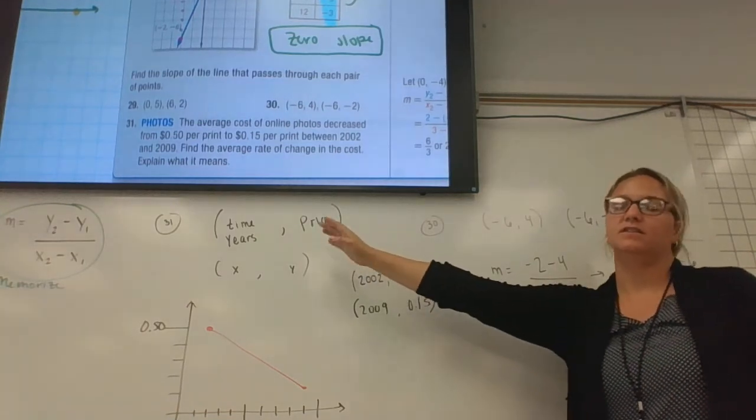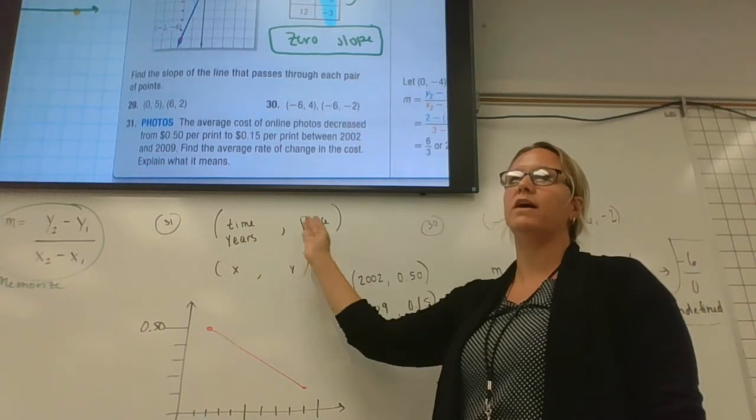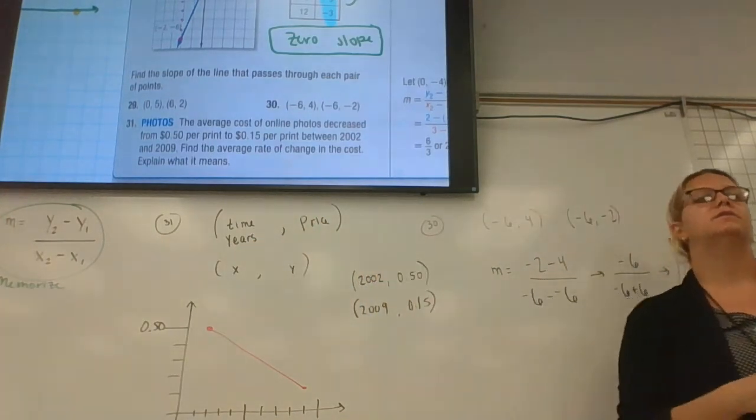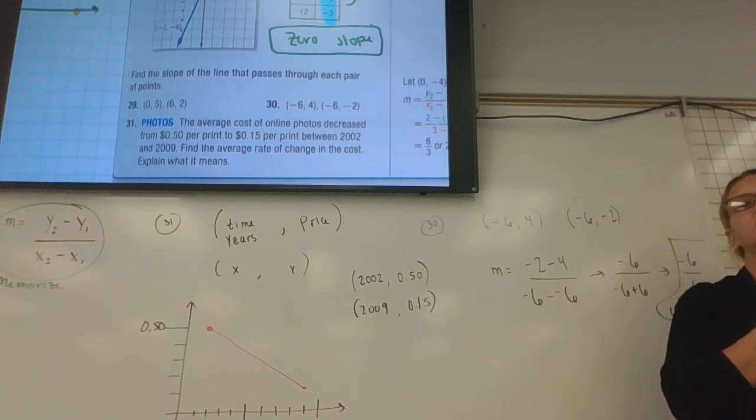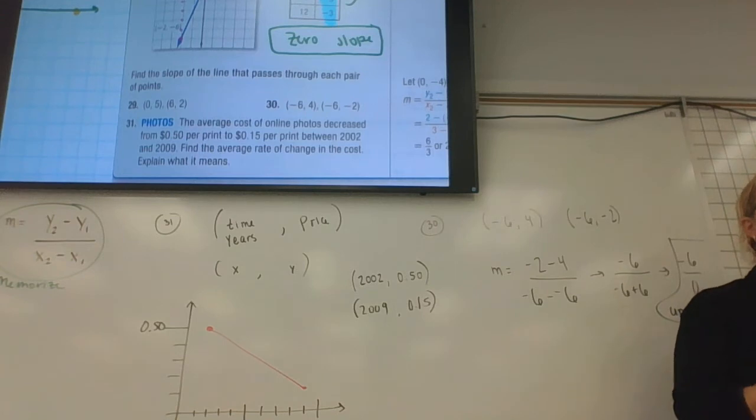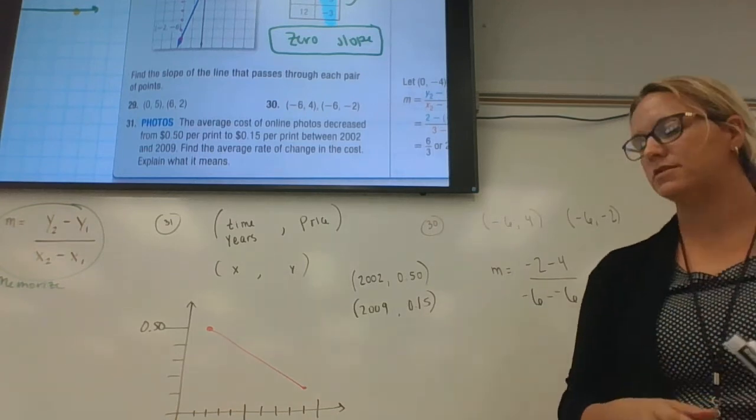So X is usually time and Y value is a cost or some other variable in the word problem. What you should know, what's going to help you, is to know that the years and the time usually goes in the X spot when you're thinking of rate of change and formulas.